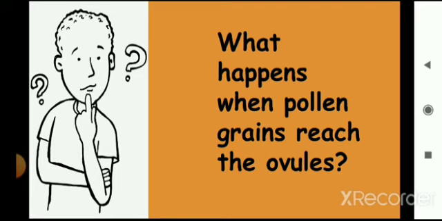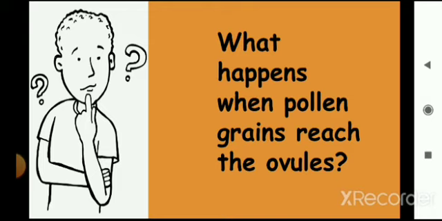Now come to the next one. What happens when pollen grains reach the ovules? As pollen grains contain male cells, you know this, right? Pollen grains contain male cells and ovules contain female cells. Once the pollen grains reach the ovules, the male cells fuse with female cells.